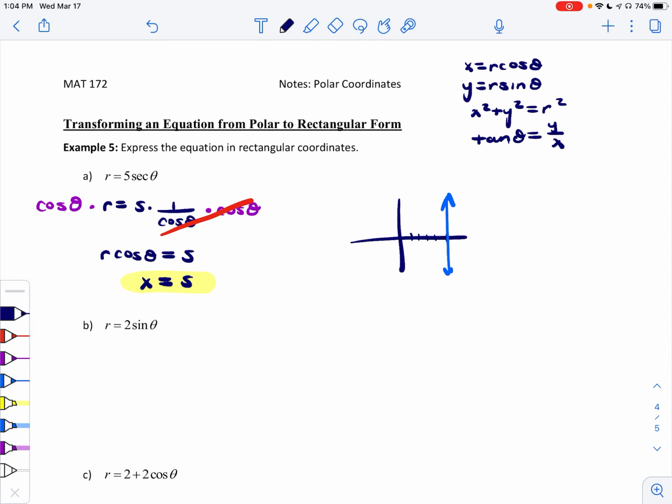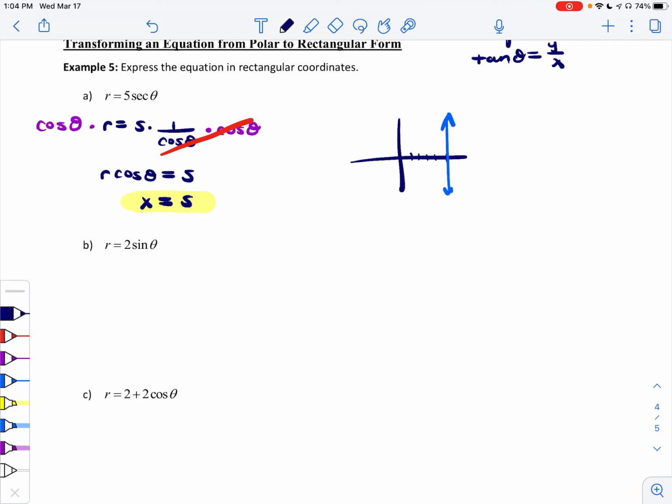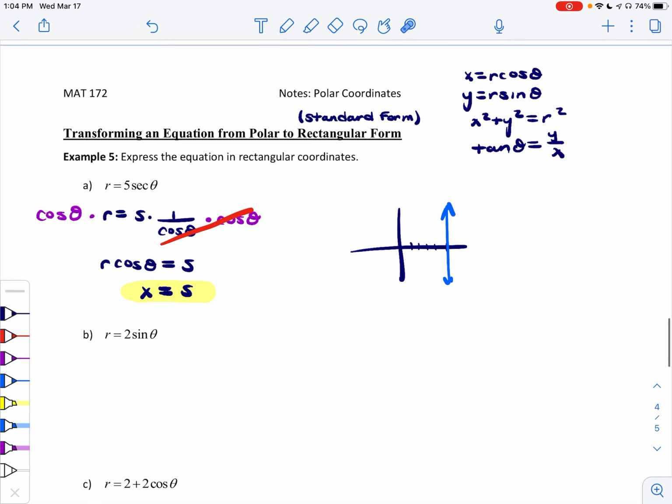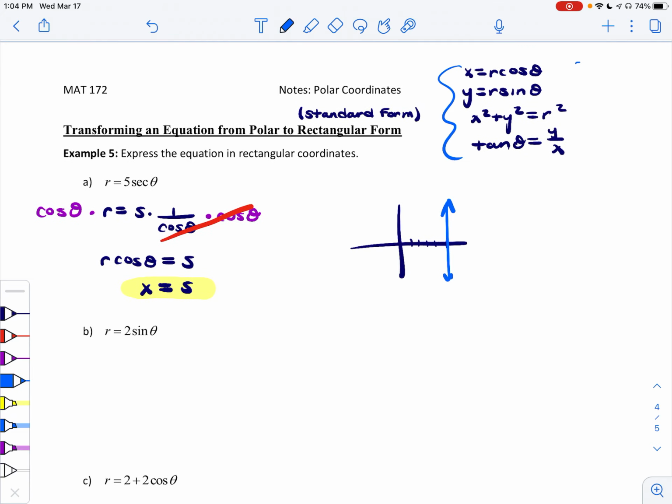So this time for part B, we have r is equal to 2 sine of theta. So again, we currently are in polar form because we have r's and thetas, and we're trying to convert this into rectangular form with x's and y's. And we're trying again to use these formulas up here as a way to convert these. So sort of think about these guys as like your identities, okay? So we're trying to use those in order to transform this equation.